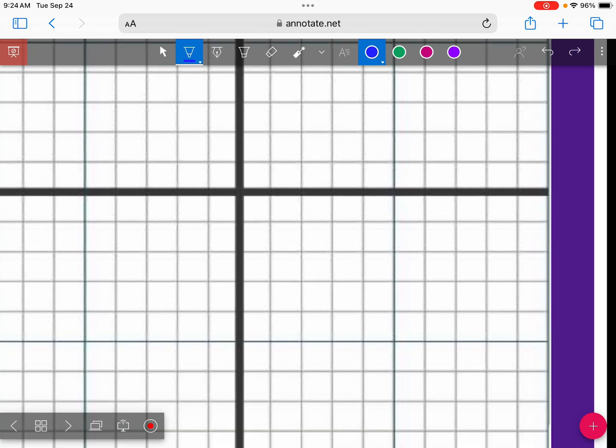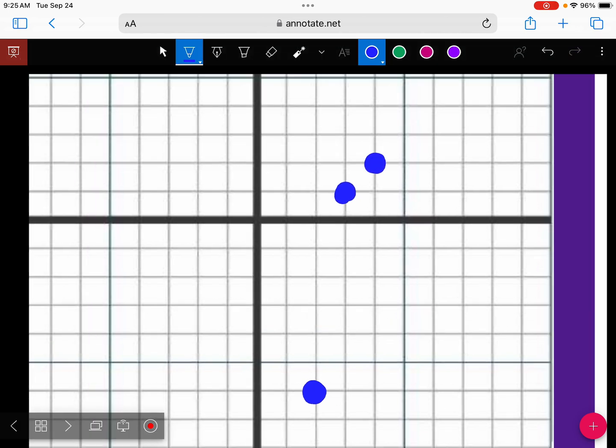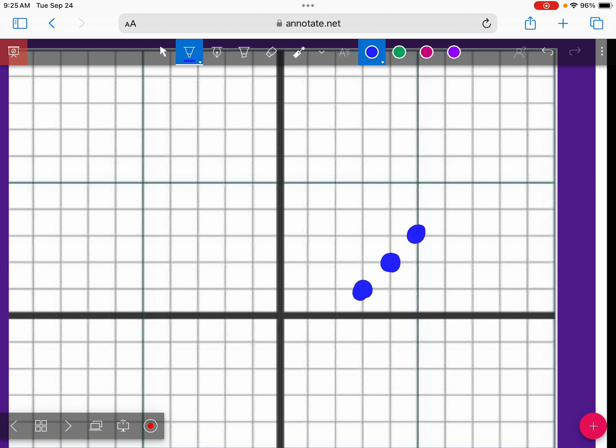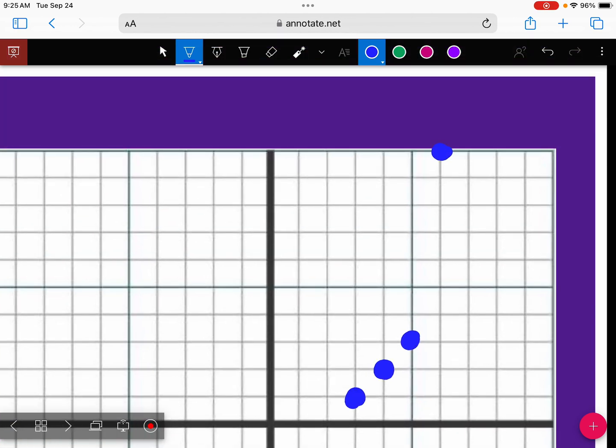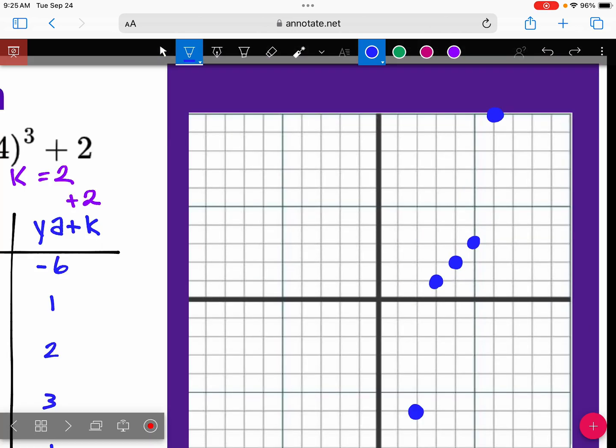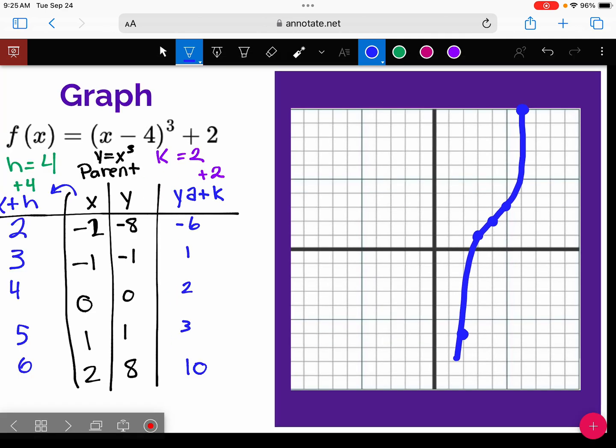But we're going to plot up these points. So I've got 2, -6, which on the numbered graphs will be right at the very bottom. 3, 1, 4, 2, 5, 3, and then 6, 10. Which again, if you have the numbered graphs, just draw yourself a little arrow right there, and that'll let you connect it up and still have it look right. Because it should look kind of like that.